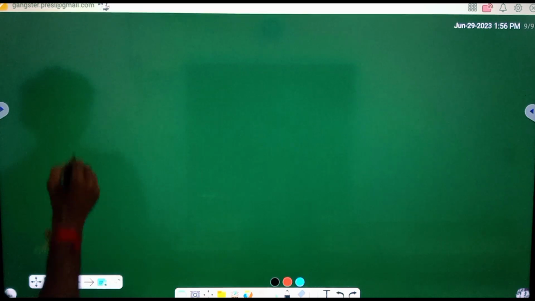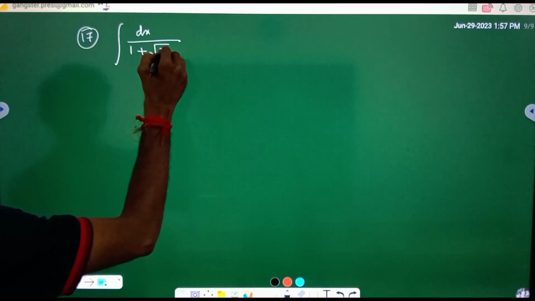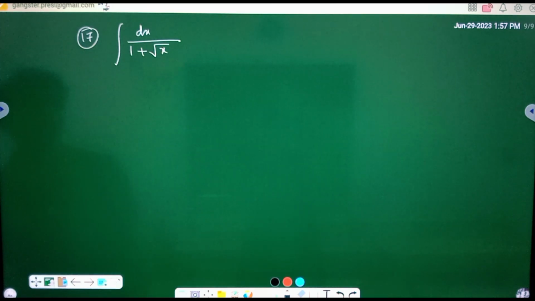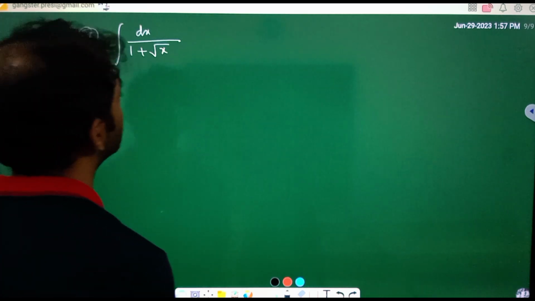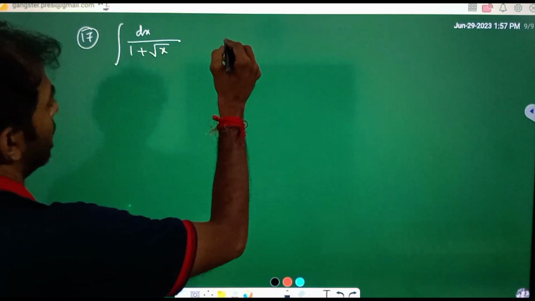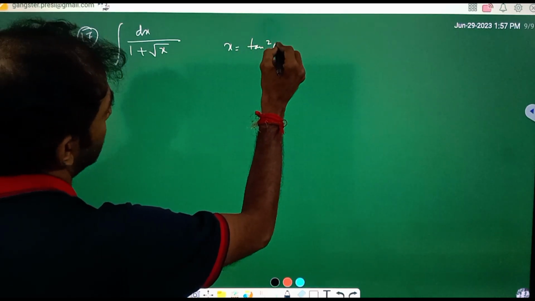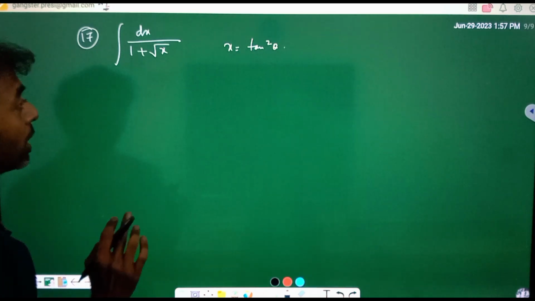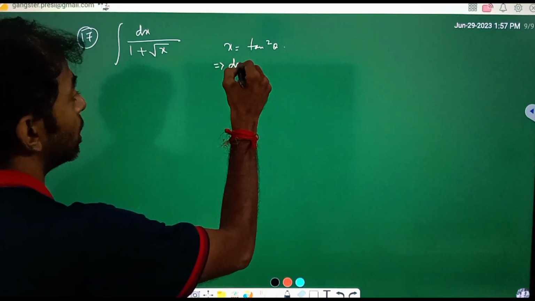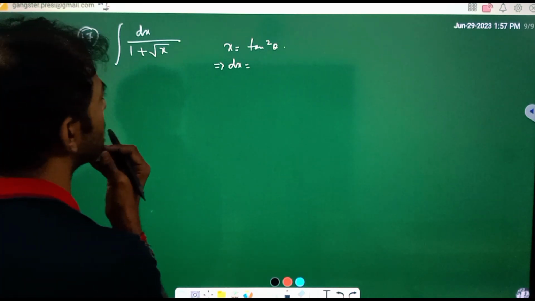Now moving on to the 17th problem. The 17th problem is integration of dx by 1 plus root x. That's the problem. Now what will be the substitution here? You may write x equals tan square theta. If it does not click, then we have to take another substitution. I'm just going with x equals tan square theta.